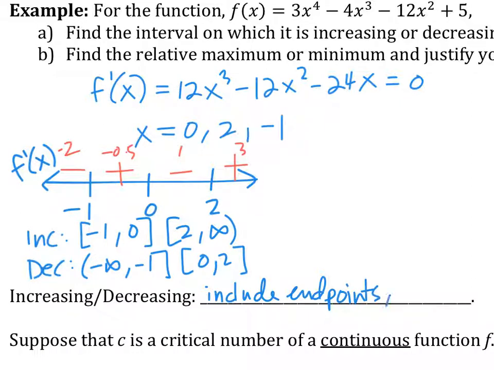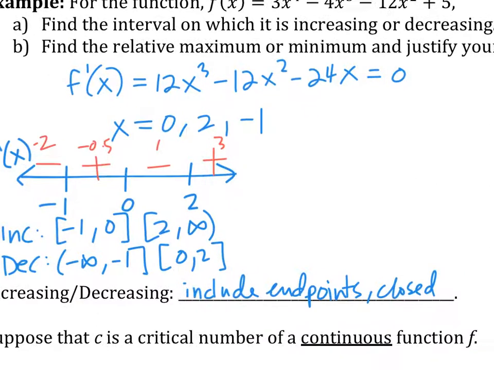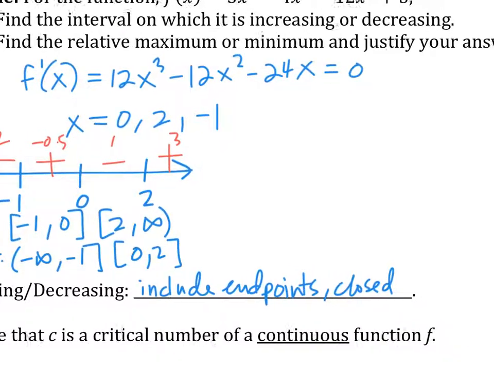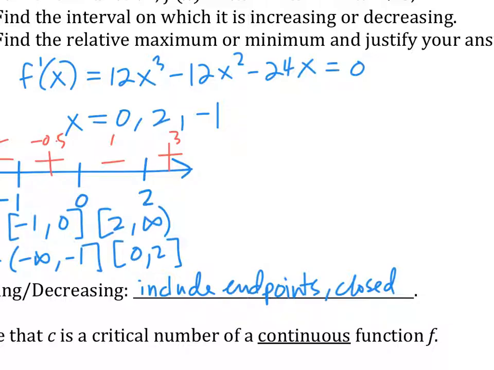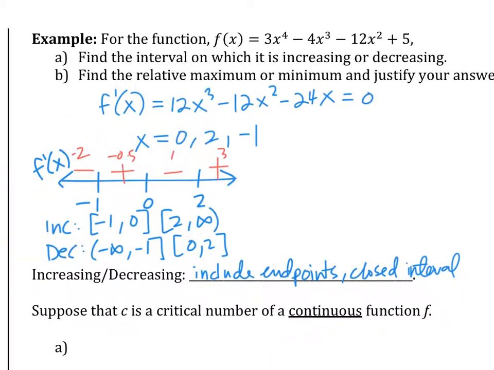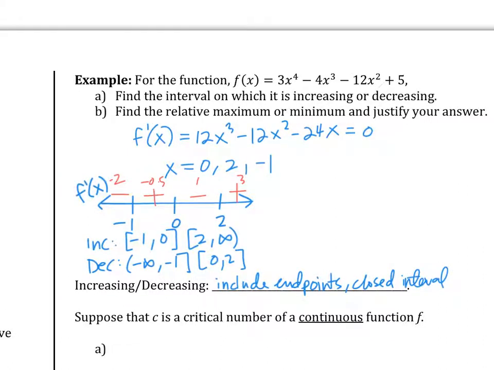So closed interval, unless it's an asymptote or discontinuity, then obviously don't include it. Does that make sense? You never include a hole, right? You never include an asymptote. So if it's continuous at that point, then just include it.